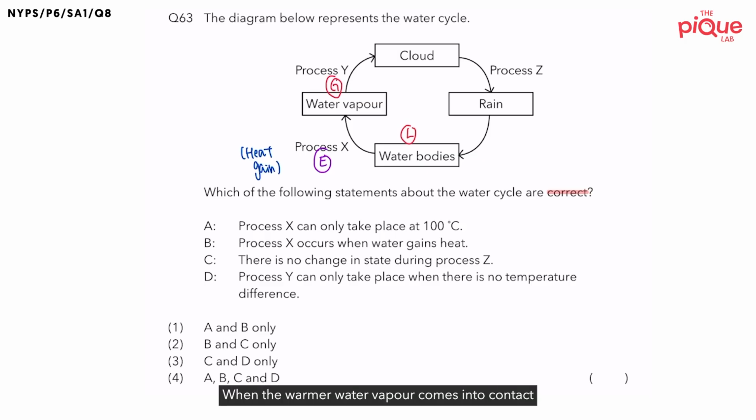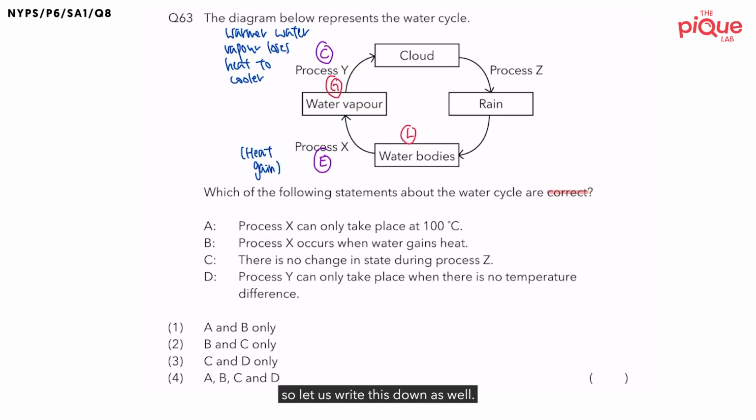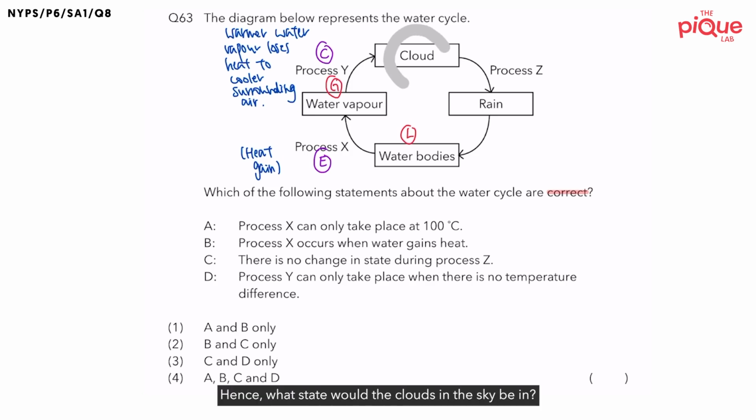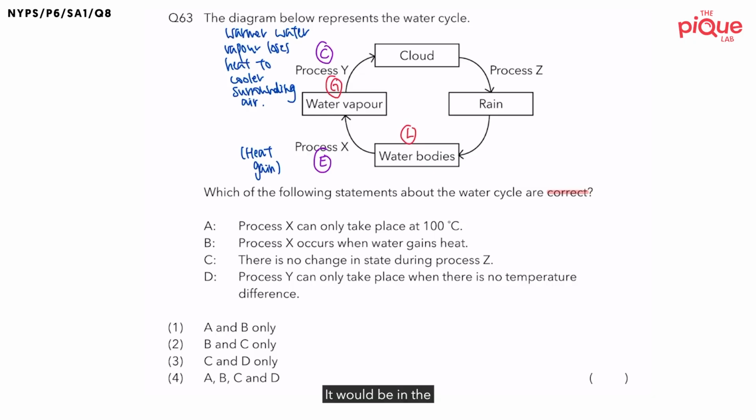When the warmer water vapor comes into contact with the cooler surrounding air, what process takes place this time? Condensation. Does the warmer water vapor then gain heat or lose heat to the cooler surrounding air? It loses heat to the cooler surrounding air. So let us write this down as well. During the process of condensation, what does the warmer water vapor form? It forms tiny water droplets. Hence, what state would the clouds in the sky be in? It would be in the liquid state.